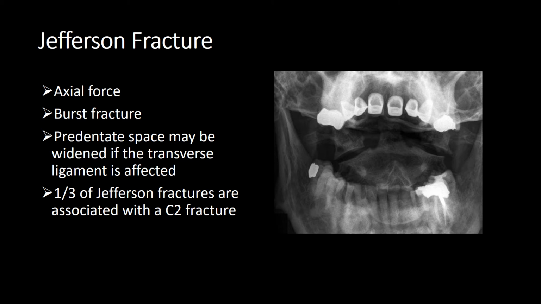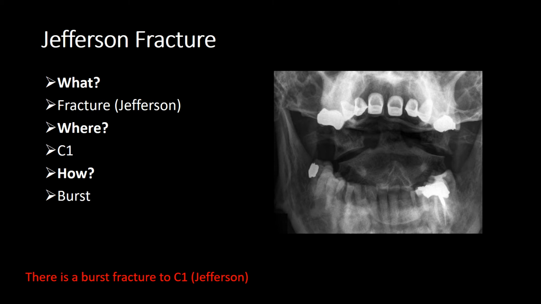One third of Jefferson fractures are associated with a C2 fracture. So when we're checking our C2, look particularly carefully in the body of C2. Check the base of your dens. Check all the way around the dens to make sure that it's all in alignment. So what do we have? It's a Jefferson fracture, where C1 has burst.